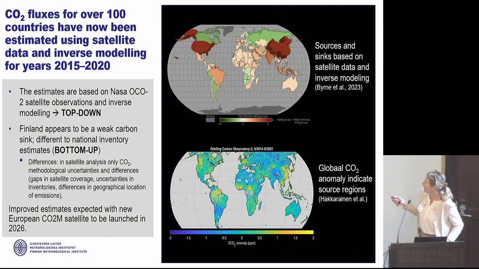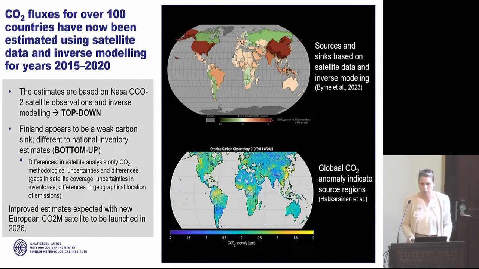I added here at the bottom another picture of satellite observations. So this one does not count on modeling at all. This is only a carbon dioxide anomaly based on the satellite data. So basically this has been estimated as the anomaly compared to the local background, highlighting areas where there is more carbon dioxide compared to the background. And here you see that there are some similarities between these two maps.